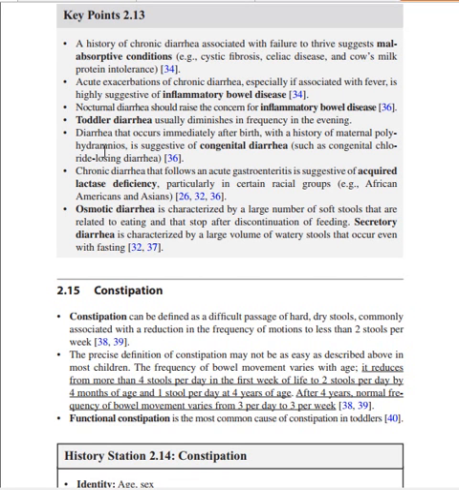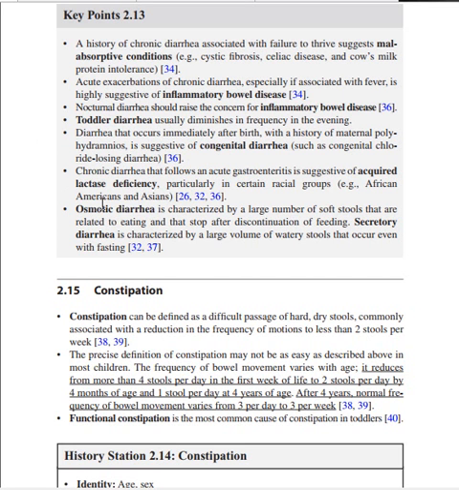Nocturnal diarrhea should raise concern of inflammatory bowel disease. It's not irritable bowel syndrome. Irritable bowel syndrome is much more in the morning, while nocturnal diarrhea is much more inflammatory bowel disease. Diarrhea in irritable bowel syndrome usually diminishes in frequency at night.